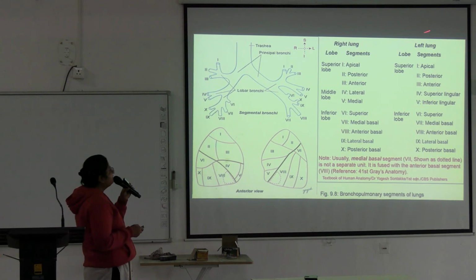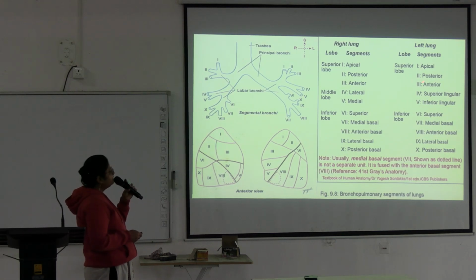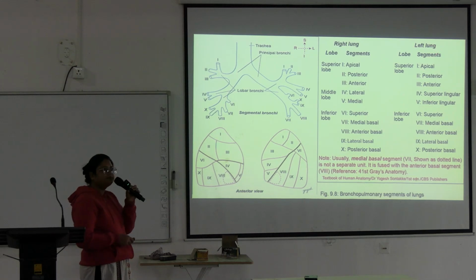side. Here only 2 lobes are present, superior lobe and inferior lobe. Superior lobe contains 5 segments, inferior lobe another 5 segments. So the superior lobe has apical, posterior, anterior, superior lingular and inferior lingular. This is apical, here is posterior, anterior, superior lingular, inferior lingular.